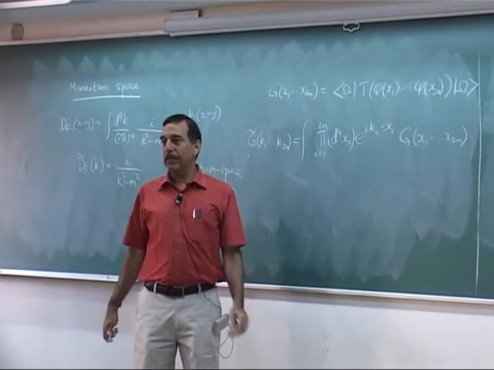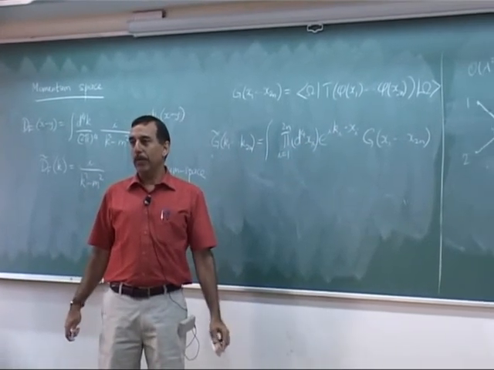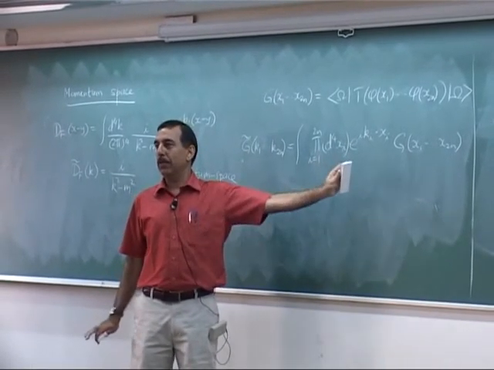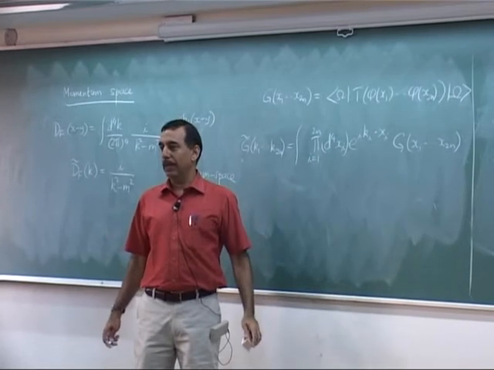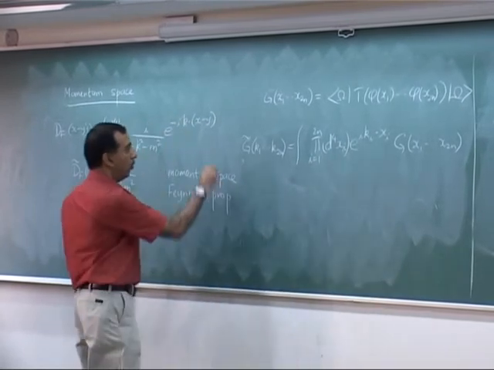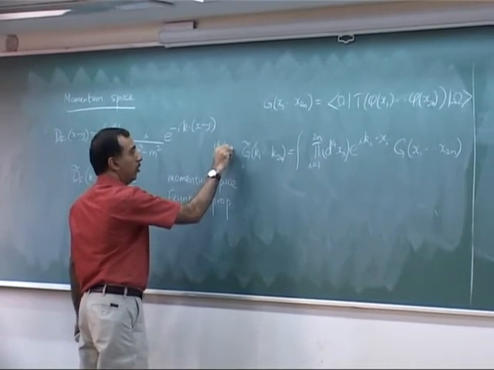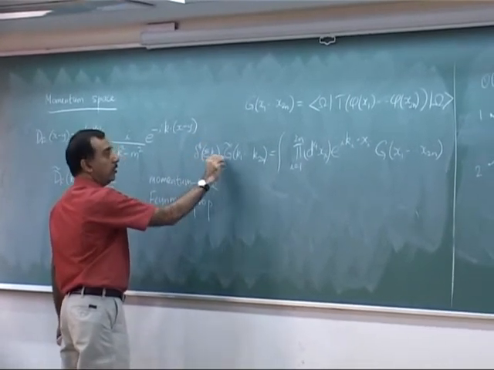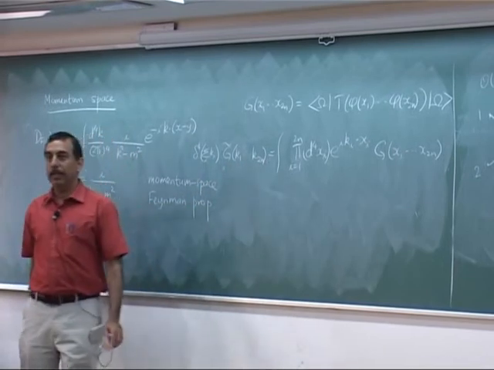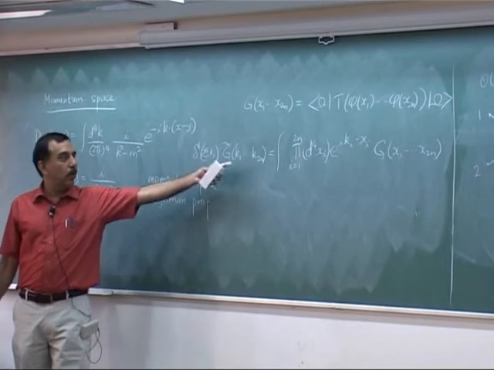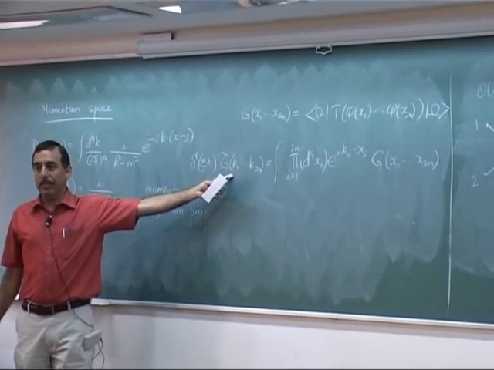Is that a physically reasonable thing? Momentum conservation. So that means momentum conservation is built into the theory as a consequence of translation invariance. So we normally factor out the momentum conserving delta function of the sum of the k_i. Whatever is left, we call it g tilde.